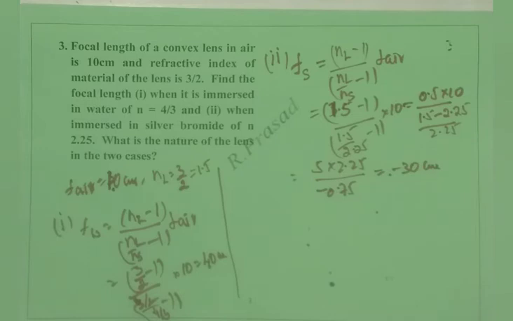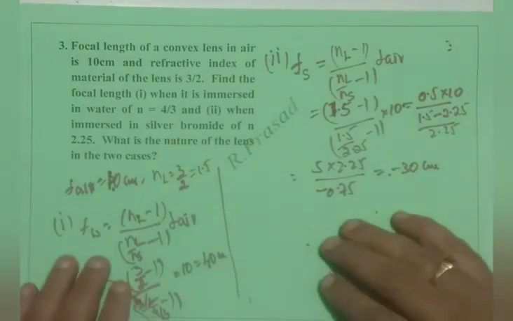We can generalize it like this: a converging lens immersed in a medium of higher refractive index than the lens medium behaves as a diverging lens. The vice versa is also true. A concave lens or a diverging lens immersed in a medium of refractive index higher than that of the lens medium behaves as a converging lens. So this is a very important thing to learn in this problem.